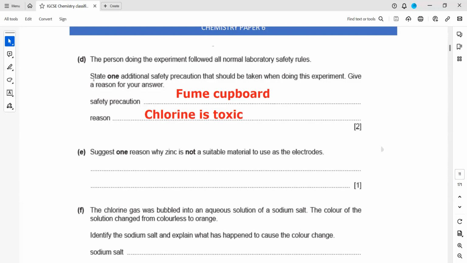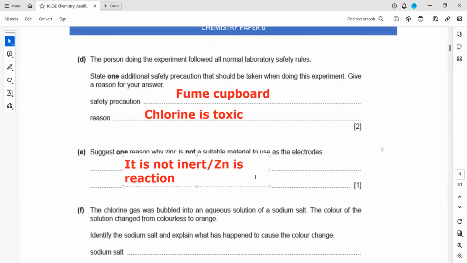Suggest one reason why zinc is not a suitable material to use as an electrode. Why do we prefer to use graphite or platinum, not zinc? Because zinc is a reactive metal. So what might happen if you use zinc? Zinc might react. You can say it is not inert, or you can also say it is reactive. It's the same thing if you mention it is not inert, or you can say zinc is reactive. But don't write in short form when you're writing the answer. Don't write the short form for the element like Zn. I'm writing in short just to explain, but when you're writing an exam, you should write the full word, zinc.